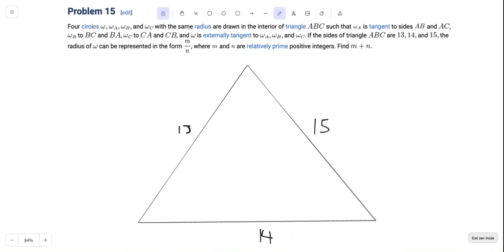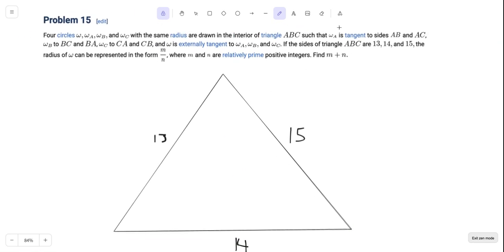Okay. Three circles, omega A, omega B, and omega C, with the same radius are drawn in the interior of triangle ABC, such that omega A is tangent to sides AB and AC, so it's near A. Omega B is near vertex B and tangent, omega C is near vertex C and tangent to the triangle, and omega itself is externally tangent to all these three circles.